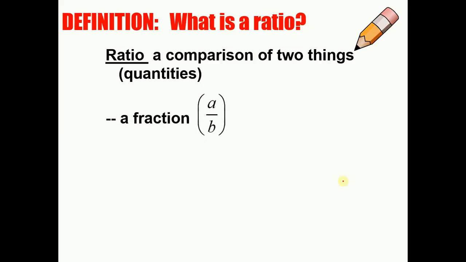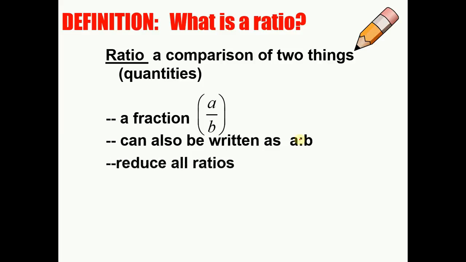A ratio can look in many different forms. Sometimes you'll see it as a fraction, and sometimes you'll see it with a colon in the middle of A to B. That's what you'll normally hear someone say: the ratio of something to something is something to something. You'll usually hear "to" in there. And something to keep in mind, you always want to reduce all of your ratios, kind of like we reduce all of our fractions, we're going to reduce all ratios as well.